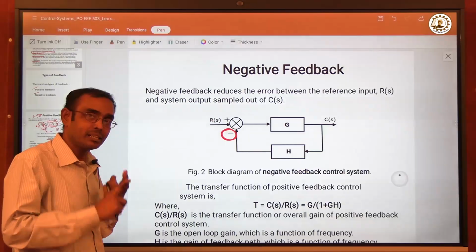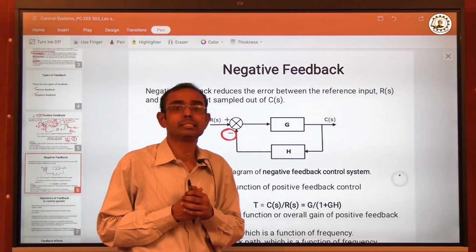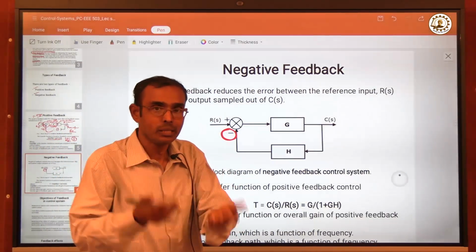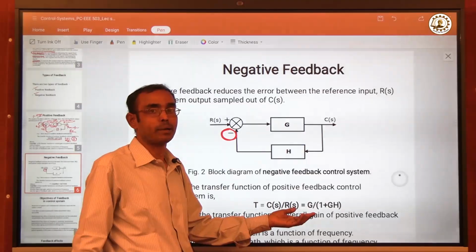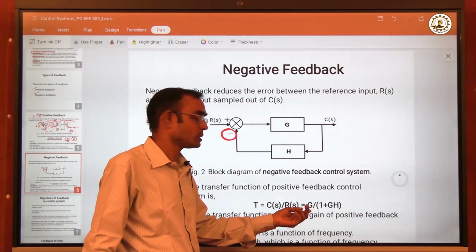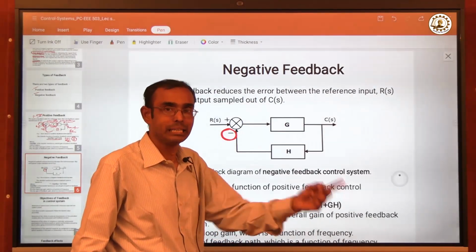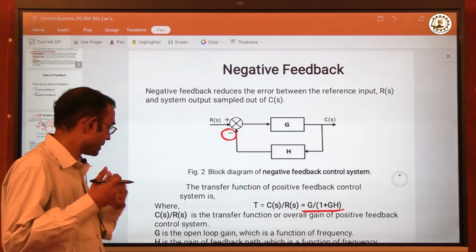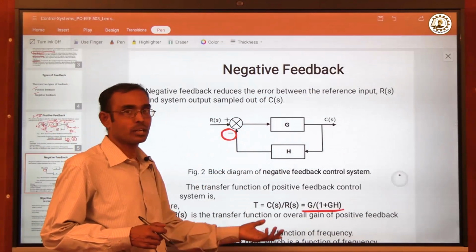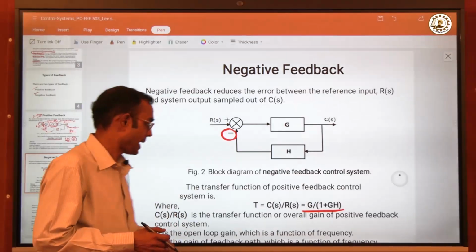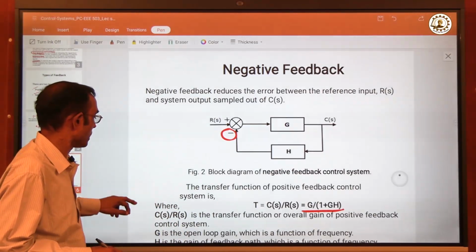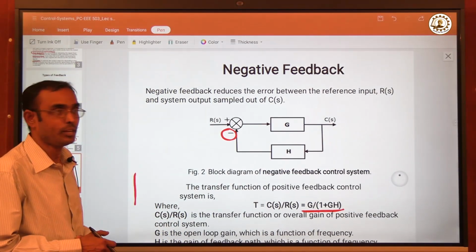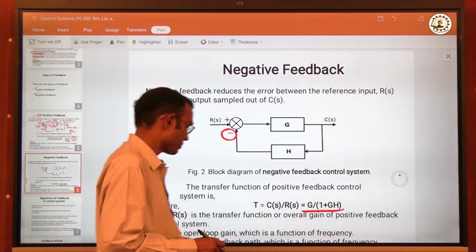The diagram, the parameters, the connections, everything is the same. Another difference, because of this plus and minus, is in the representation of the mathematical form. Previously it was G by 1 minus GH, now it is G by 1 plus GH. Once again, this is the overall transfer function of this negative feedback, and G and H both are functions of frequency S.